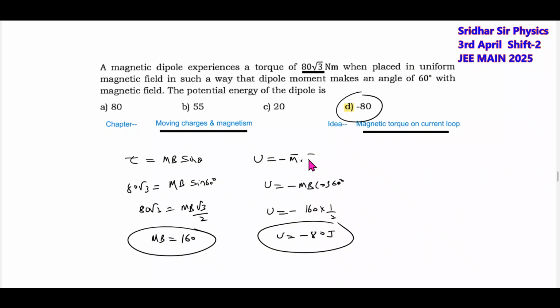Formulas, you must know this formula. You must know this formula: torque due to a dipole moment kept in a magnetic field and its interaction potential energy with the field.